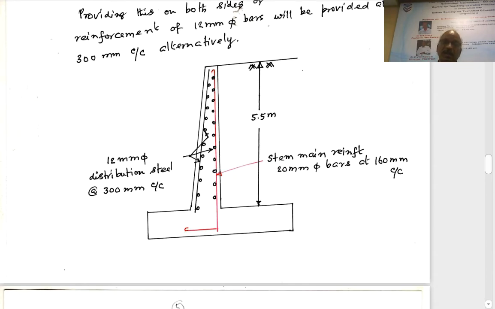Also on the other side, away from the backfill side, to hold the horizontal distribution reinforcement, we have to provide vertical bars also. On the backfill side, we have the main reinforcement. On the other side, to hold the horizontal distribution reinforcement, we provide reinforcement in the vertical direction also, at the same spacing of 300 mm center to center. That is only to hold the bars, right? So that is about the main reinforcement and the distribution reinforcement for the stem.